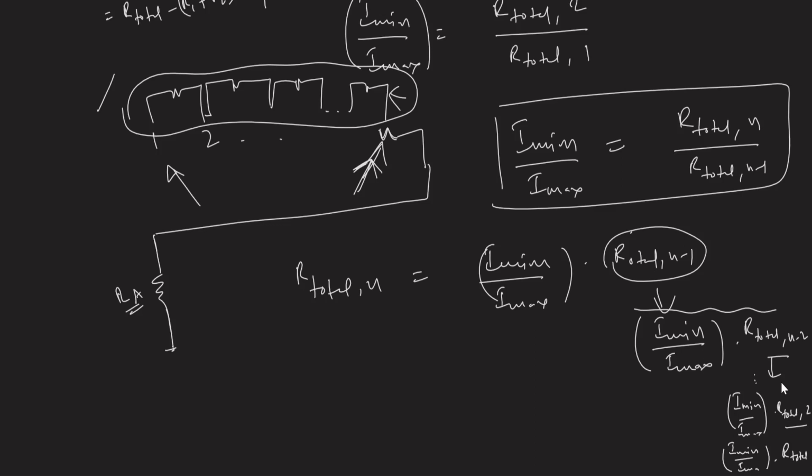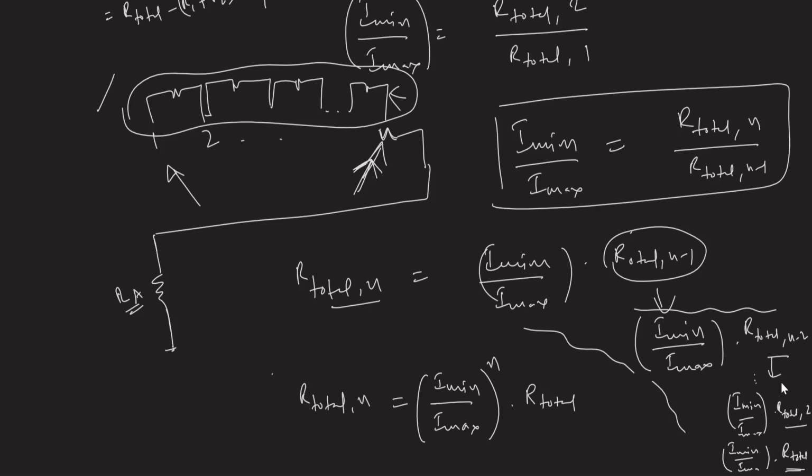This is 2, 1, again. Last, ultimately you will have R total, R total minus 1, R total minus 2, up to like this, R total minus n minus 1, and this is R total comma n. So if you notice, these equations can be written as I minimum by I maximum power n into R total. This is R total comma n. This is the final relationship.